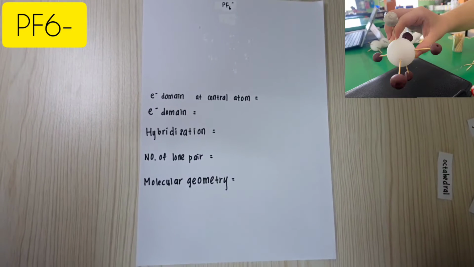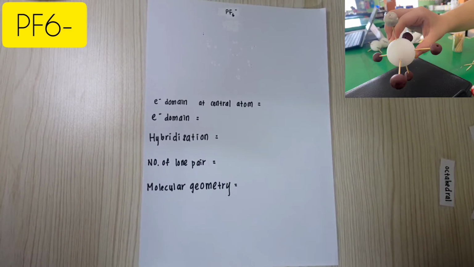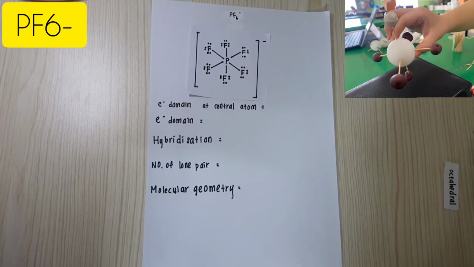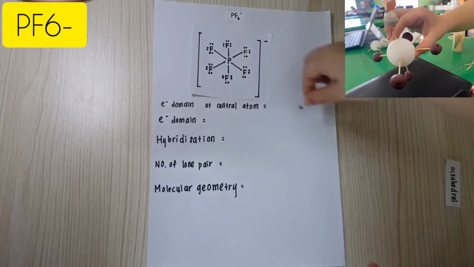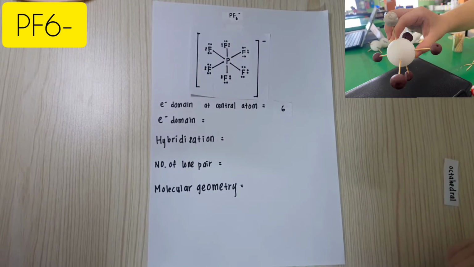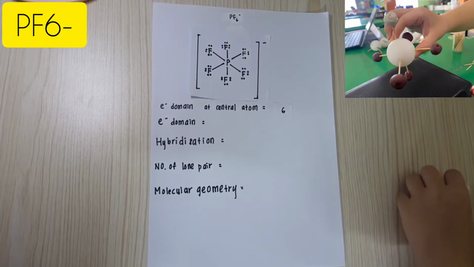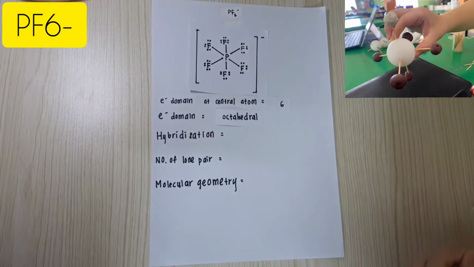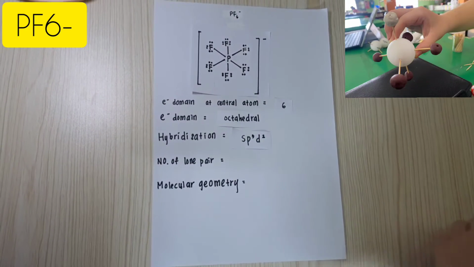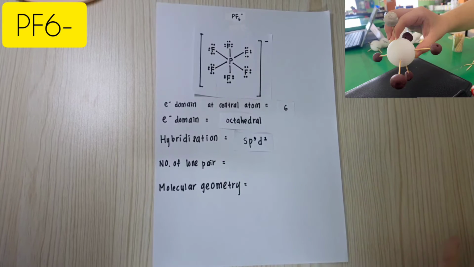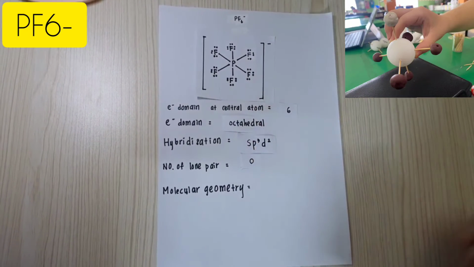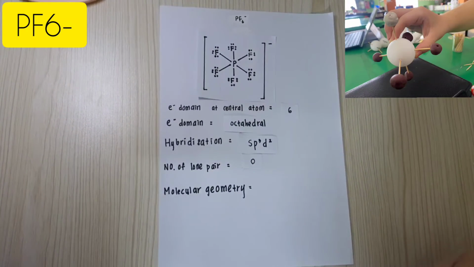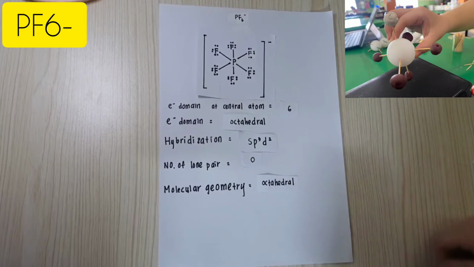This compound has a formula PF6 minus with the Lewis structure, and it has 6 electron domains around the central atom, and the electron domain geometry is octahedral. The hybridization is this, and it has 0 lone pairs. And lastly, the molecular geometry is octahedral.